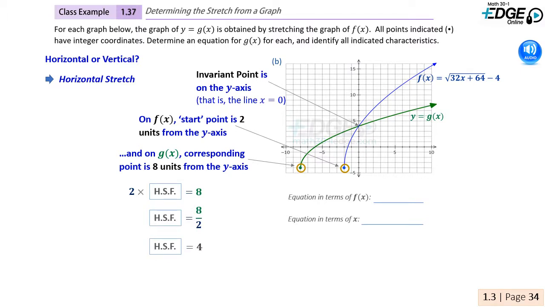Well, we're feeling pretty good about ourselves having determined the horizontal stretch factor, but be careful, because though it shows up as a 4 in the mapping rule, it does not for the equation in terms of f of x. Remember, a horizontal stretch factor is the reciprocal of the b value. So if your stretch factor is 4, your b value must be 1/4. And that's what we write in g of x equals f of 1/4 x, the reciprocal of the stretch factor.